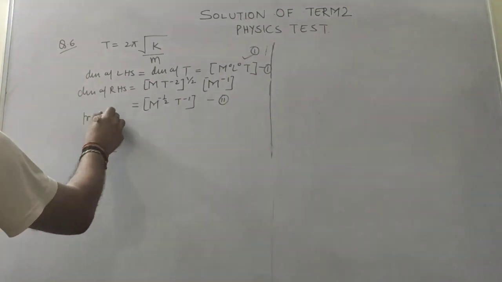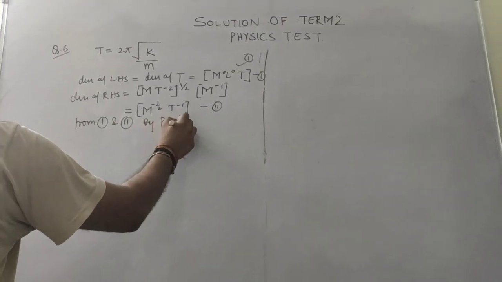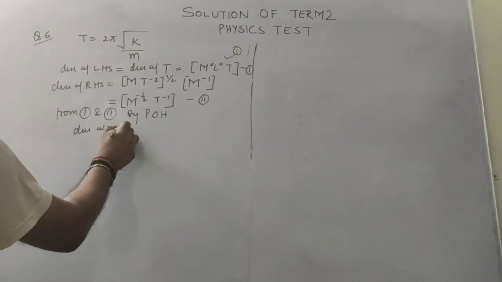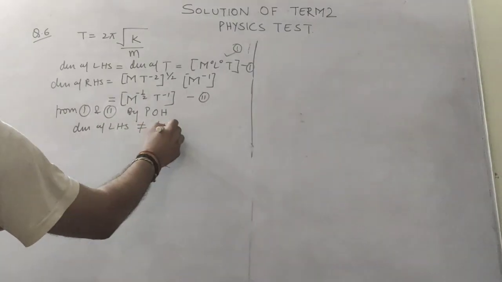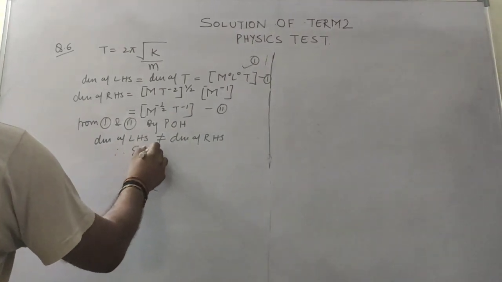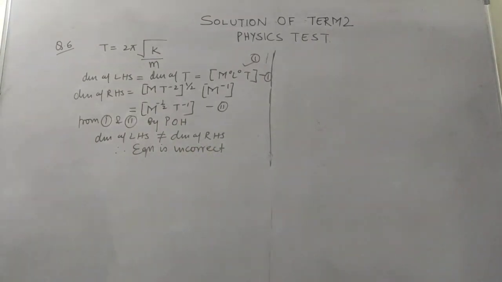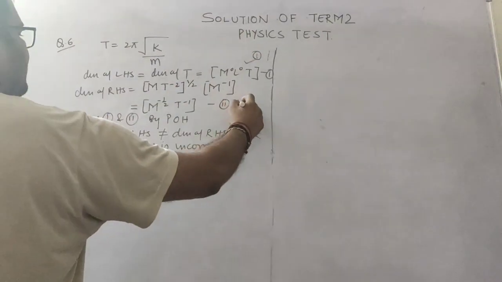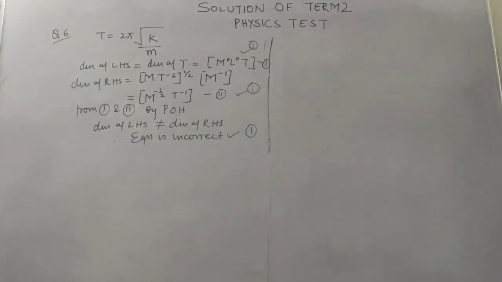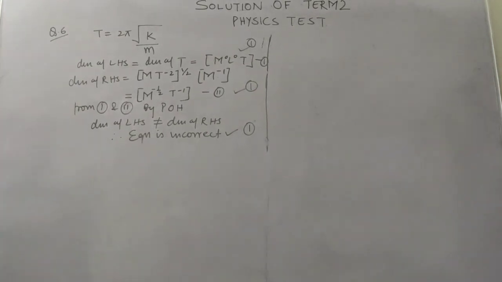From 1 and 2, by principle of homogeneity, dimension of left hand side is not equal to dimension of right hand side. Therefore, the given equation is incorrect. So 1 mark for this, 1 mark for this, and 1 mark for this. If you have done this, this is of 3 marks. Now this question is of 6 marks. So now you have to correct this equation.